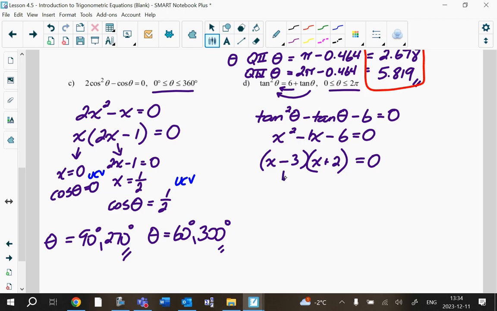So now we need to solve by setting each one equal to 0. So what value of x makes x minus 3 equals 0? 3. What value of x makes x plus 2 equals 0? -2. And then I'll just replace x back with tan theta.